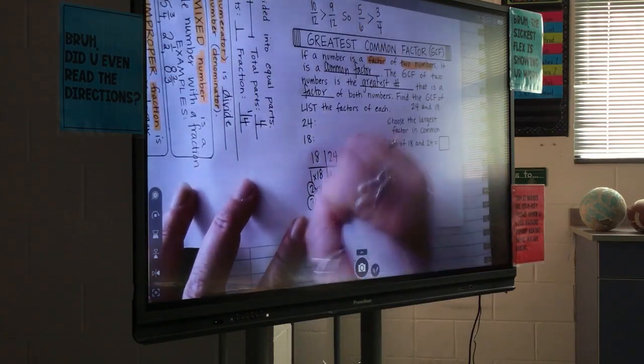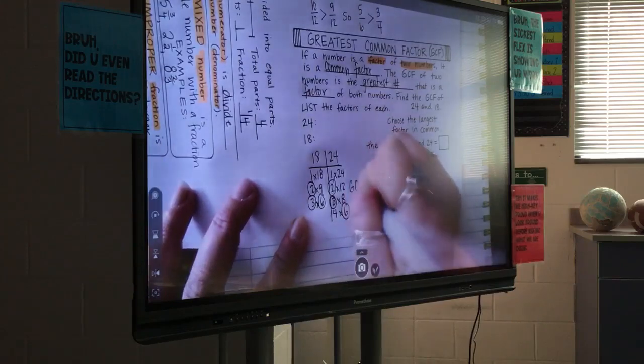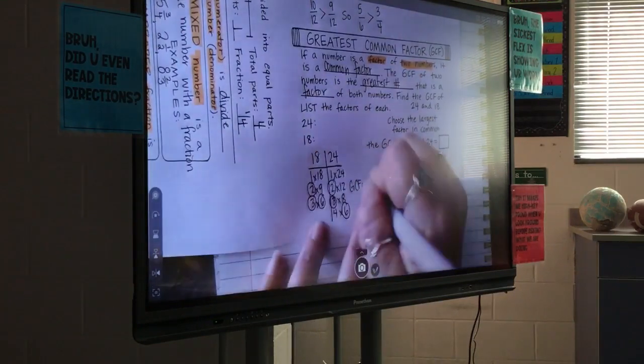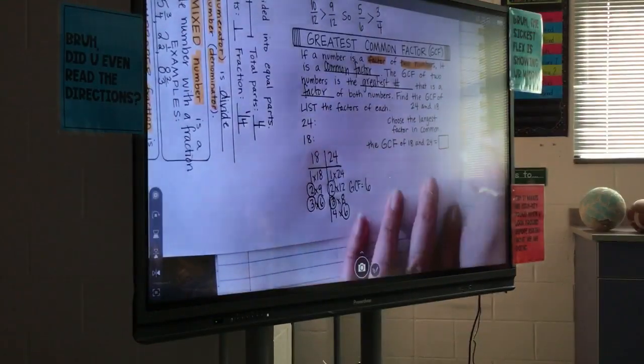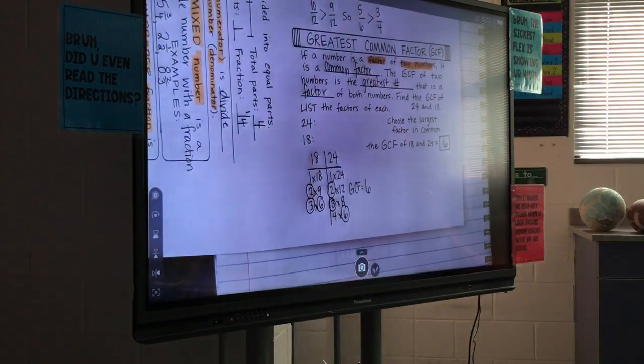6. Yep. All right, so which one is our greatest common factor? 2, 3, or 6? Summer. 6. All right. And that is our answer. Thumbs up when you have this copied down because I don't want to move too fast.